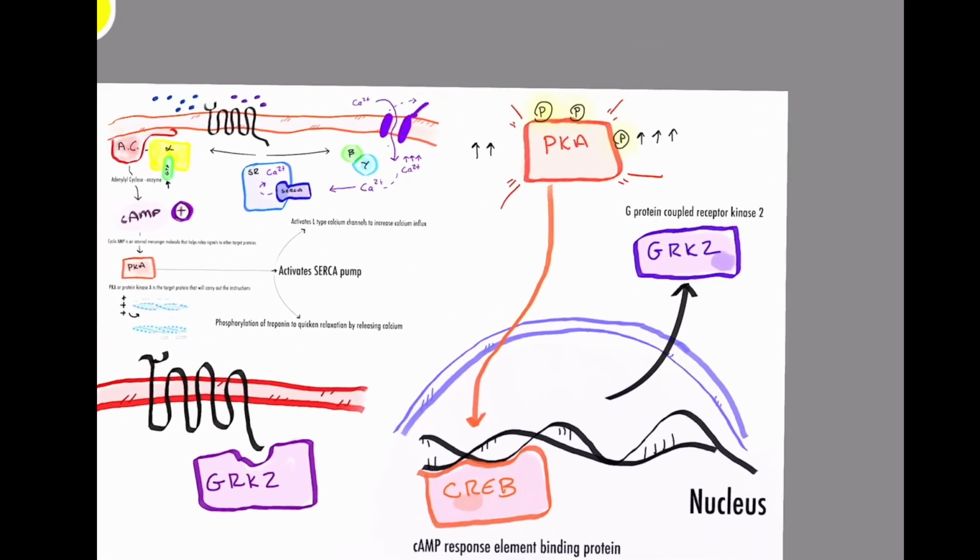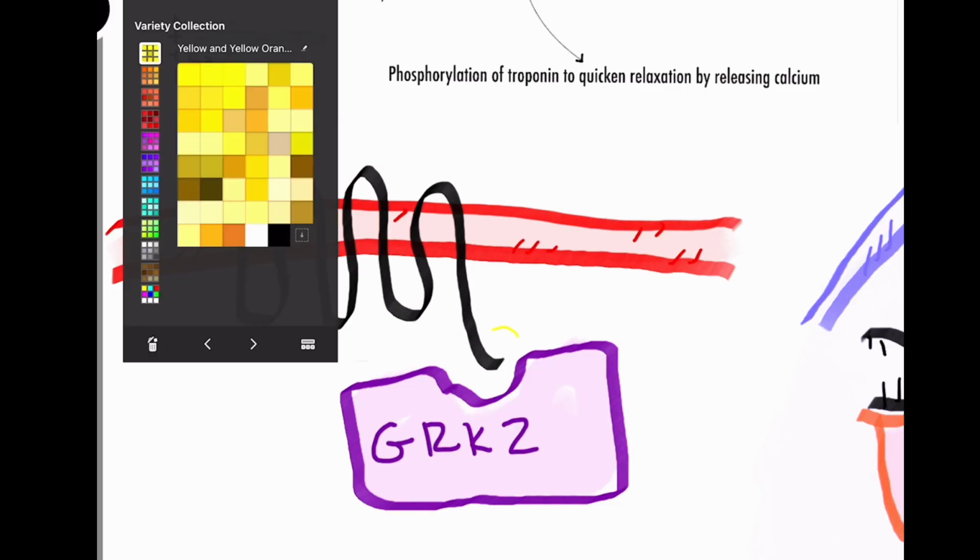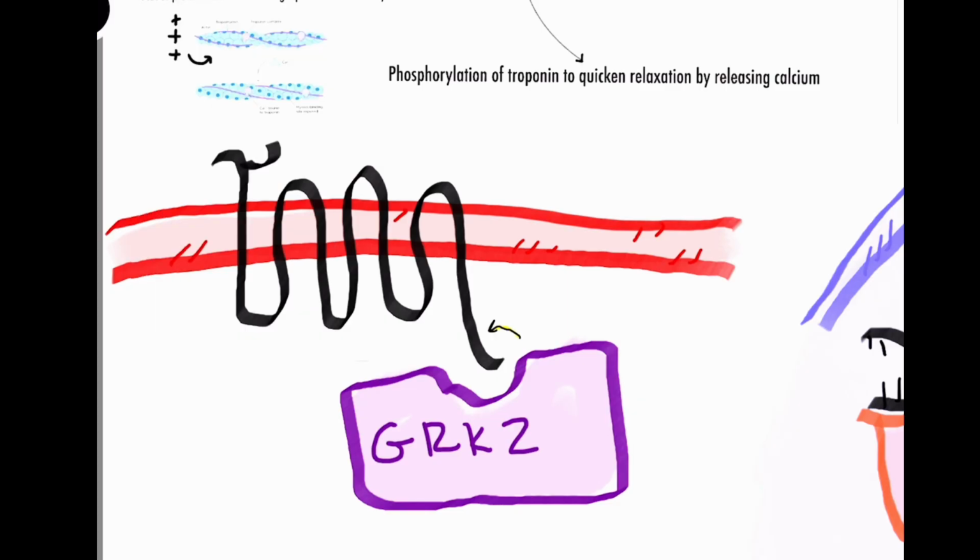So when GRK interacts with the receptor, what it's going to do is put some phosphates on, let me change the color. It's going to put some phosphates on the C terminus of the receptor where the beta and gamma subunits were.